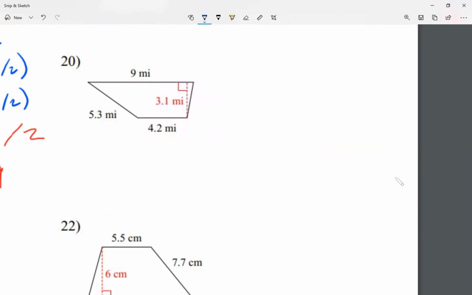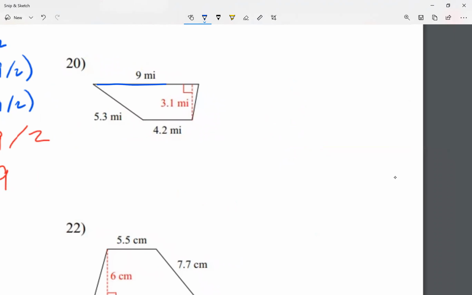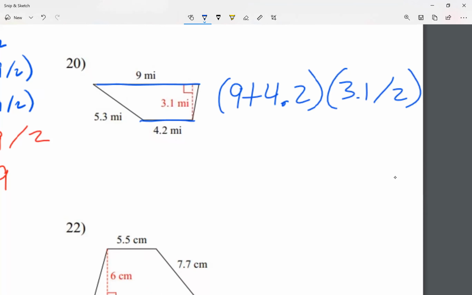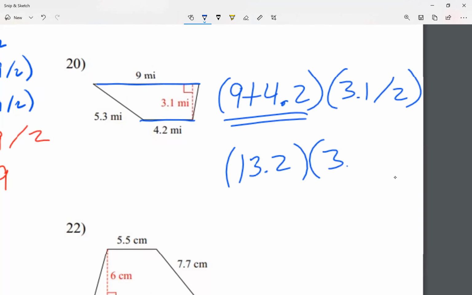All right, let's take a look at number 20. With blue, let me highlight my two bases, the two sides that are parallel, which is 9 and 4.2. So my first parentheses, let me go 9 plus 4.2. And then my second parentheses, I have 3.1 divided by 2, right? The height divided by 2. I'm literally going to add the two bases. So I'm looking at my first parentheses, 9 plus 4.2. That gives me 13.2.